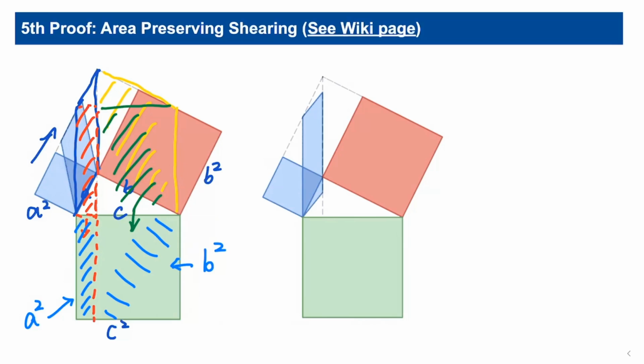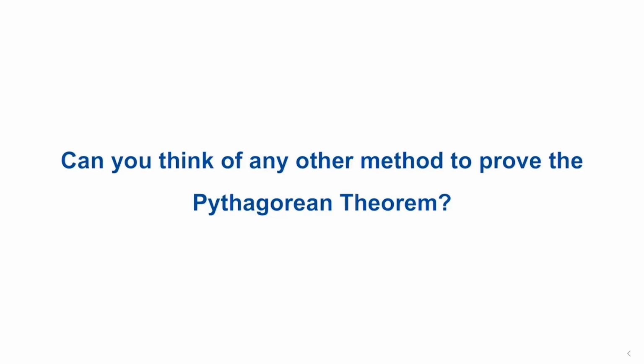If you click this link, you will see a movie about the transformation, which is a video proof of Pythagorean theorem. Can you think of any other method to prove Pythagorean theorem? You don't have to answer this question right now, but you can keep it in mind. In the future, maybe you come up with your own method. This is the end of the video.